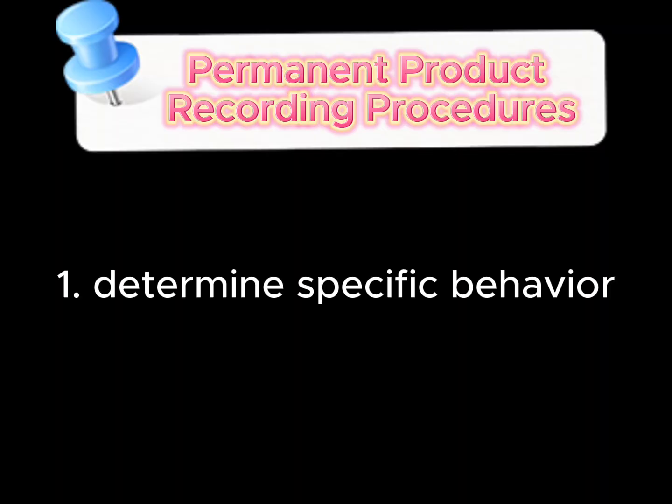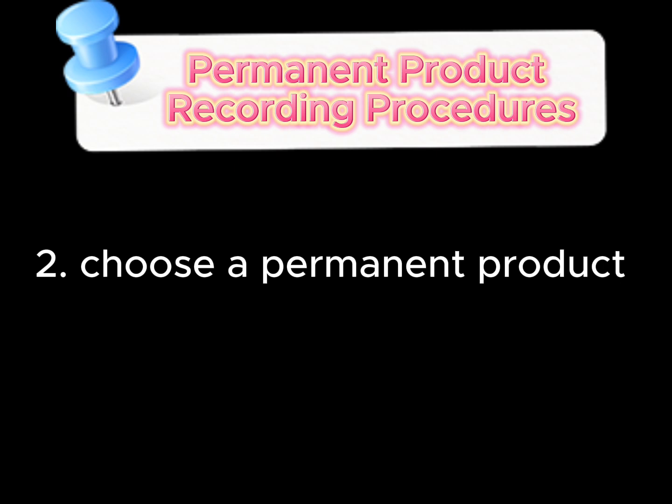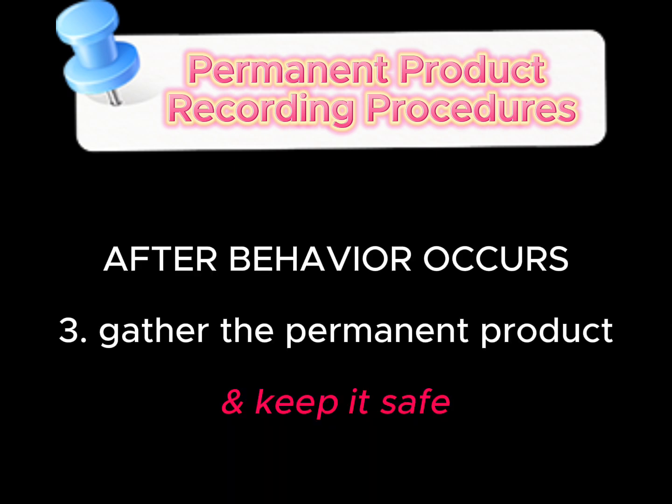Let's break it down into simple steps. The first one is to determine the specific behavior you want to track. Next, you want to clarify what that permanent product will be. Then once the behavior has taken place, you want to gather the permanent product.